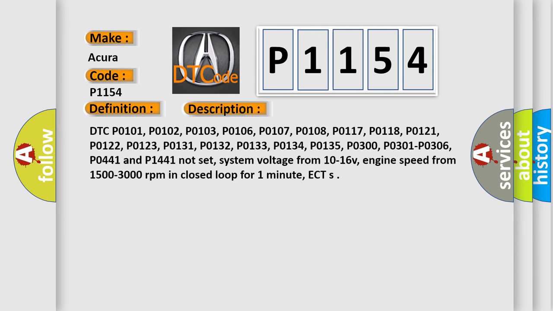DTC P0101, P0102, P0103, P0106, P0107, P0108, P0117, P0118, P0121, P0122, P0123, P0131, P0132, P0133, P0134, P0135, P0300, P0301, P0306, P0441 and P1441 not set, system voltage from 10 to 16V, engine speed from 1,500 to 3,000 revolutions per minute in closed loop for 1 minute, ECT.